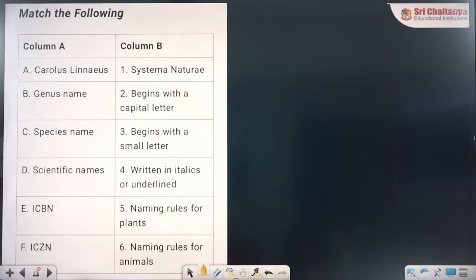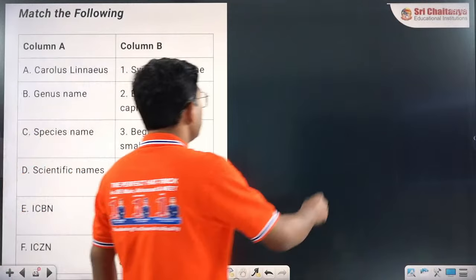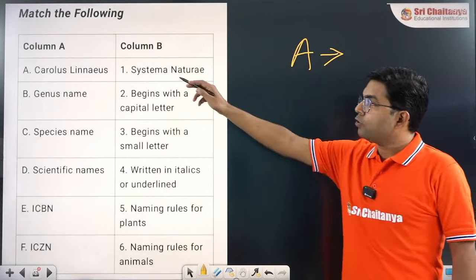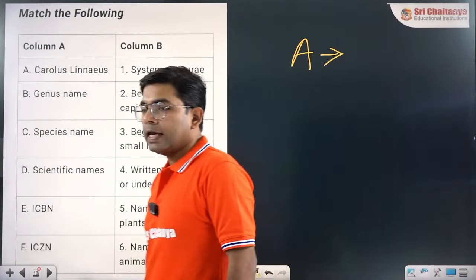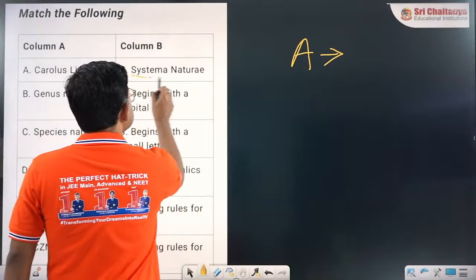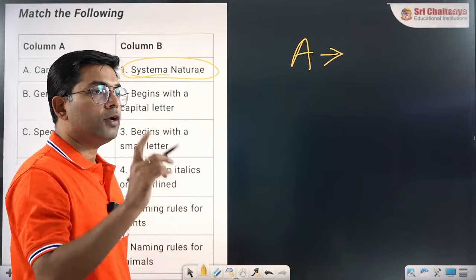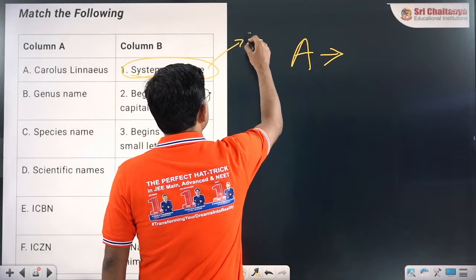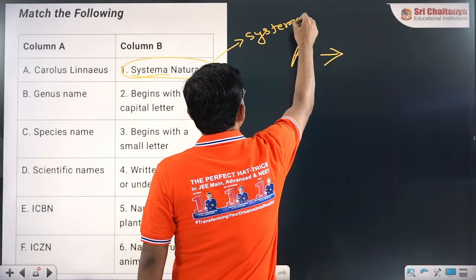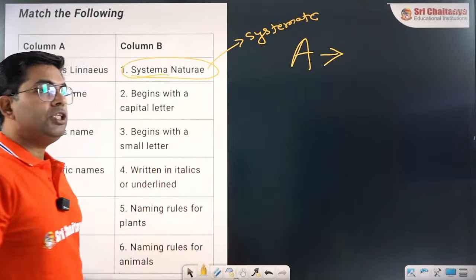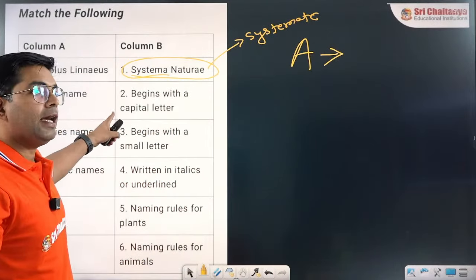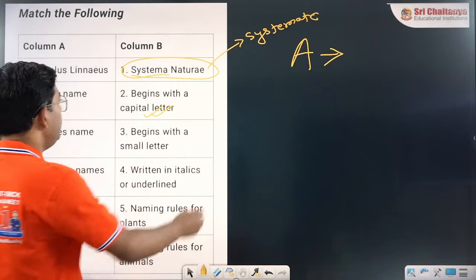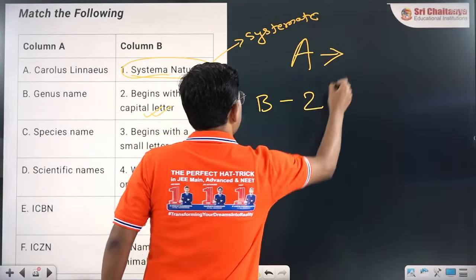Now here, match the following. What will be the answer for A? Carolus Linnaeus has written a book called Systema Naturae, in which he has talked about systematics. Now the genus name is always written with a capital letter. So B will be 2, A will be 1.